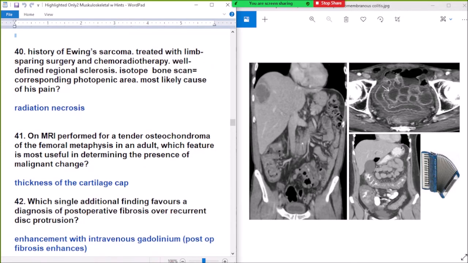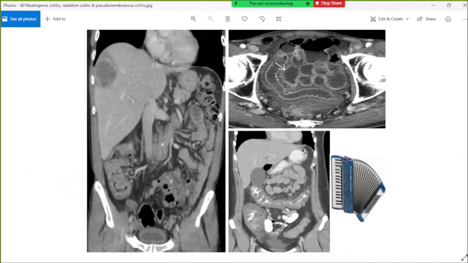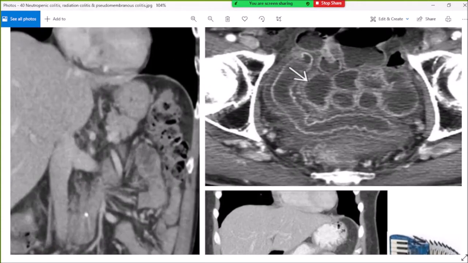Question number 40. Patient has a history of Ewing sarcoma, treated with limb sparing surgery and chemotherapy. Well-defined sclerosis. Isotope scan shows a corresponding photopenic area. Most likely cause of his pain: radiation necrosis. These are all radiation necrosis. This is radiation colitis.